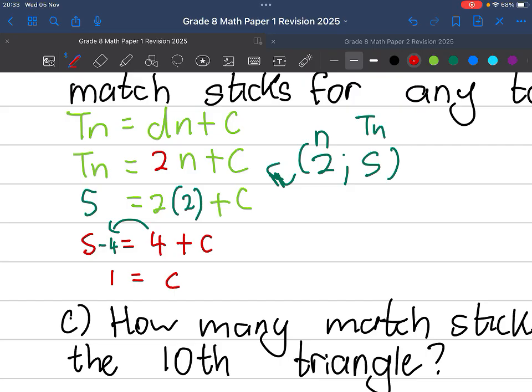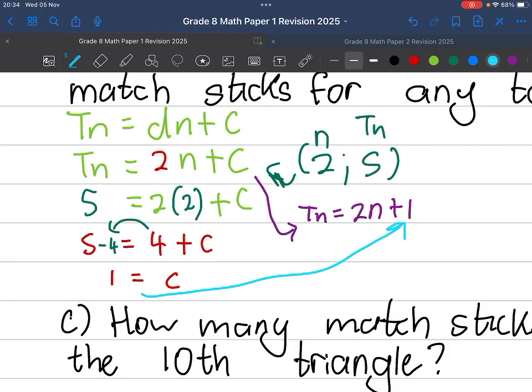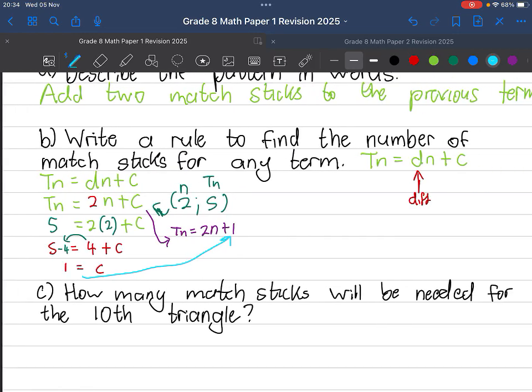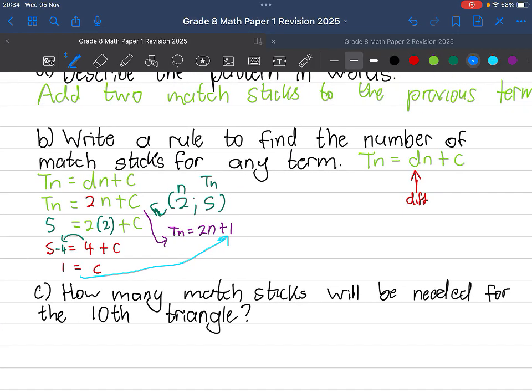From there, we can rewrite our final equation. Tn is equal to 2n plus 1. So the plus 1 comes from here. And that's your answer. Write a rule to find the number of matchsticks. Here we have our answer.